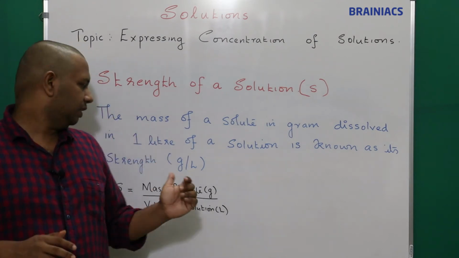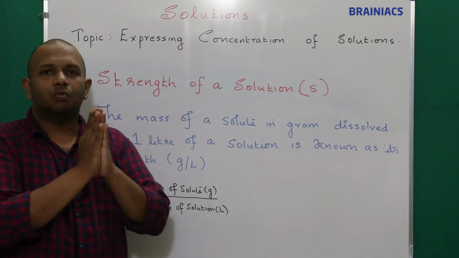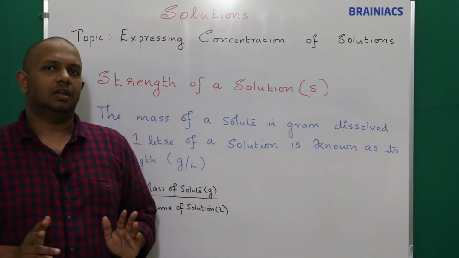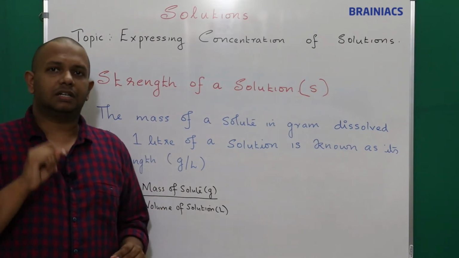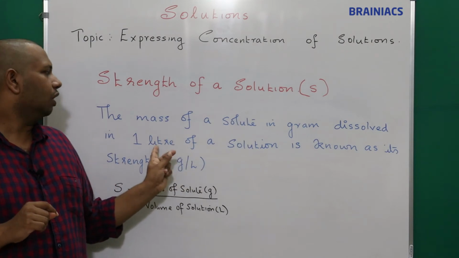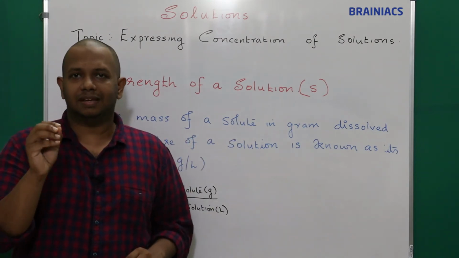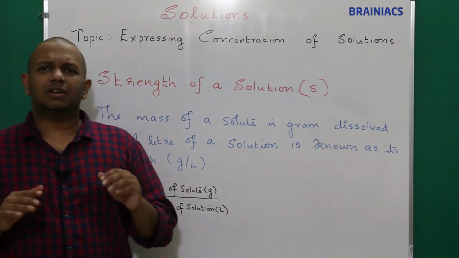That is, we can say mass of the solute in grams divided by volume of the solution in liters. So if you say strength as 1, then we can say it is defined for 1 liter of the solution. Mass of the solute in gram dissolved in 1 liter of a solution is known as its strength.